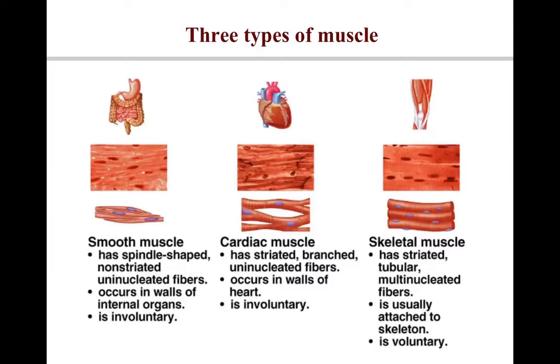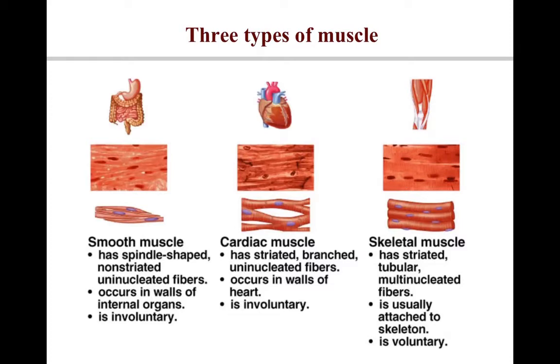So if I want to pick up this pen, I can do that, right? And if I want to drop it off, I can do that. So this is under my control, okay? Remember some of the major characteristics of it. It is multinucleated. It requires a lot of energy in its action. So these are the three different kinds of muscles.